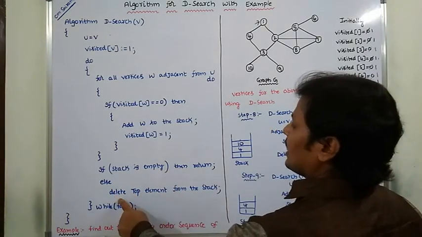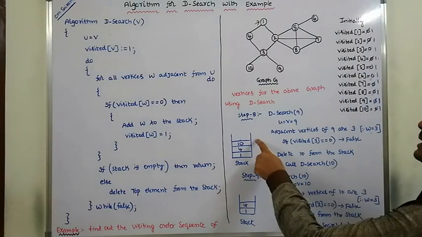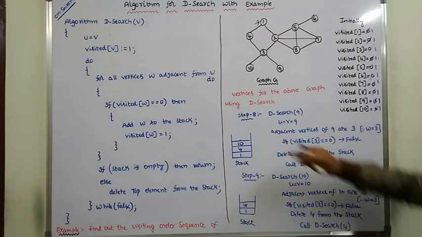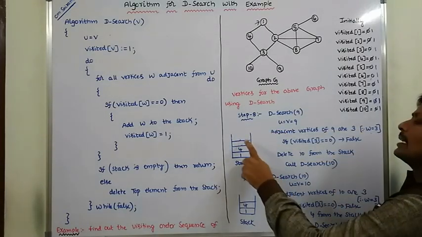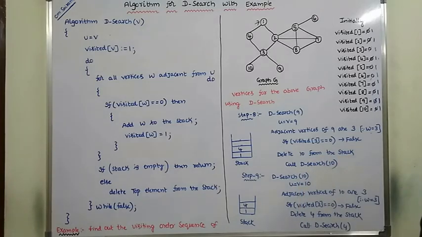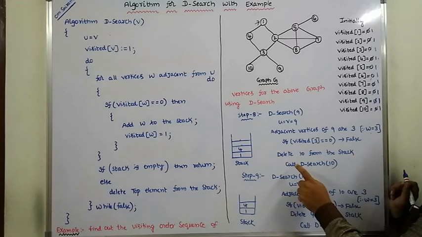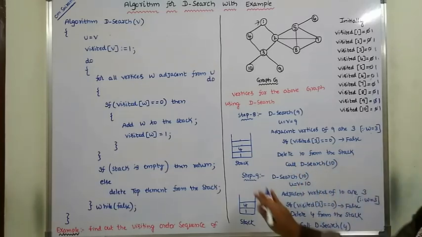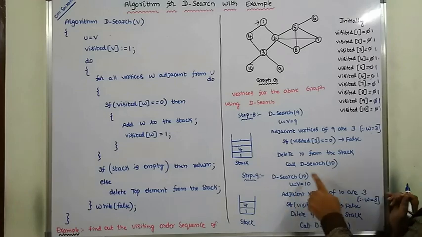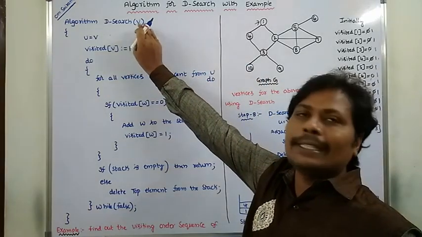In the else block, one statement is there. Delete top element from the stack. Top element is 10. Delete 10 from the stack. After deleting 10, the stack contains only 1 and 4 elements. So whatever element is deleted can be called DFS of 10. Okay. Now go for step 9, DFS of 10. Okay. So algorithm DFS of 10.